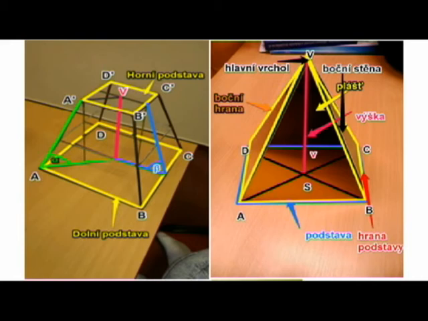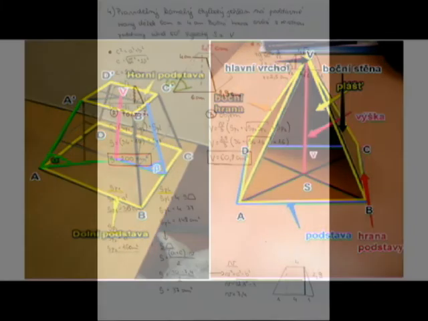We described the pyramid and the truncated pyramid, its sides, bases and angles. We have also taken photos of a cube which can be divided into 3 equal pyramids. On the left you can see the structure of the pyramid.